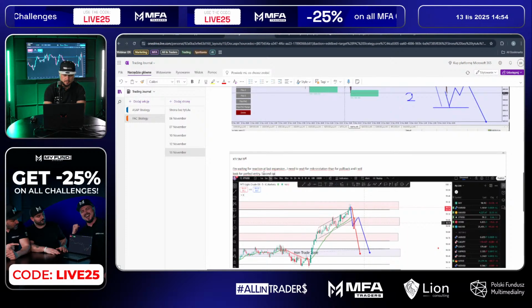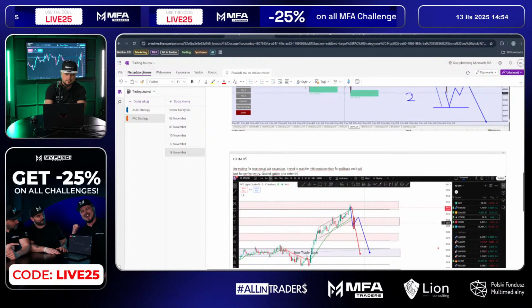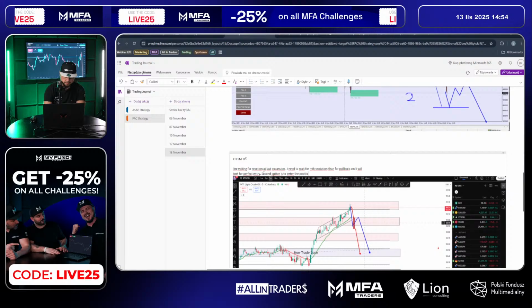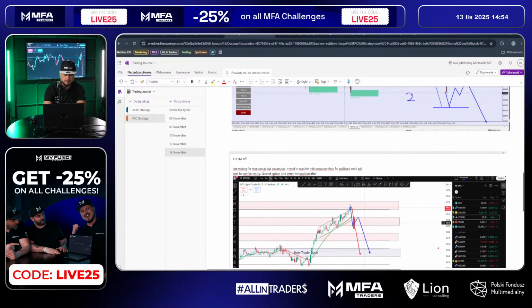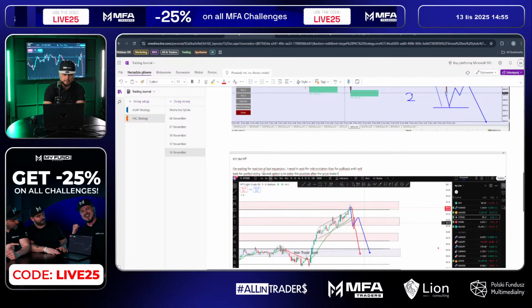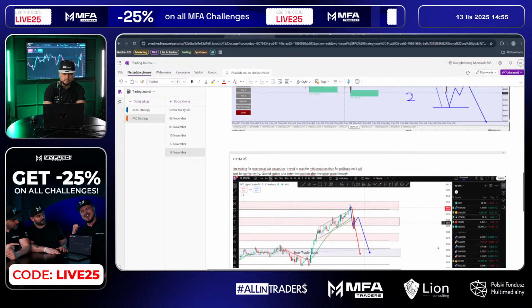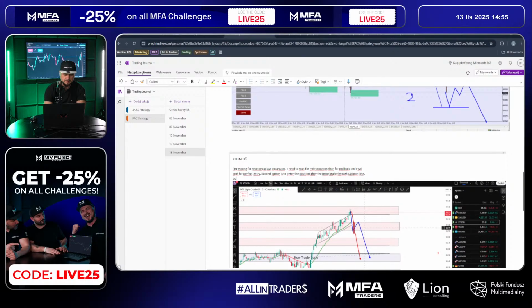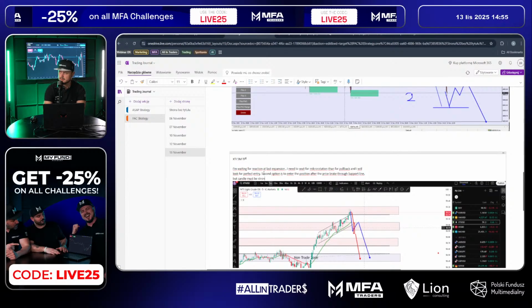second option is to enter the position after the price breaks through the support line, but the candle must be strong.